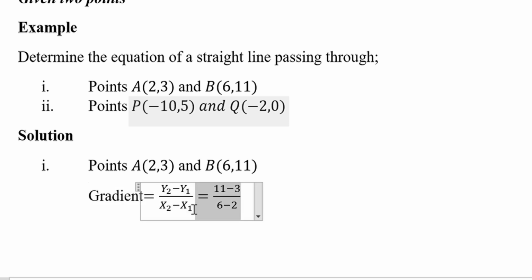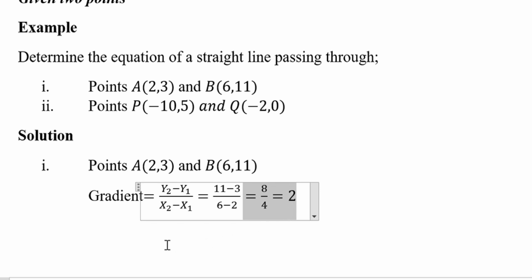So that is equal to, take the y coordinate of point B, which is 11, minus the y coordinate for point A, which is 3, over the x coordinate of point B, which is 6, minus the x coordinate of point A, which is 2. When you subtract and divide, you will get the answer being 2. So that means the gradient of the straight line passing through these 2 points is 2.